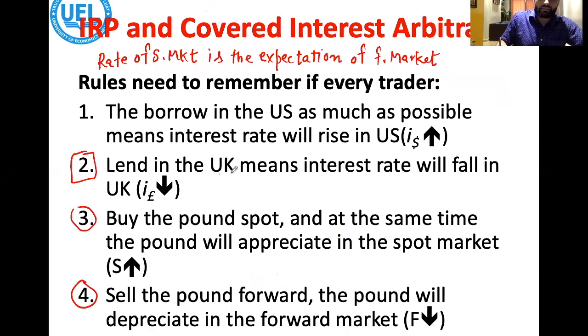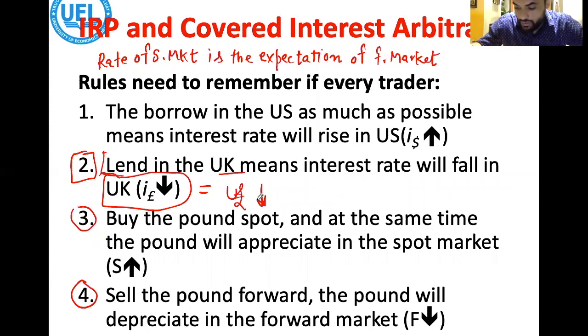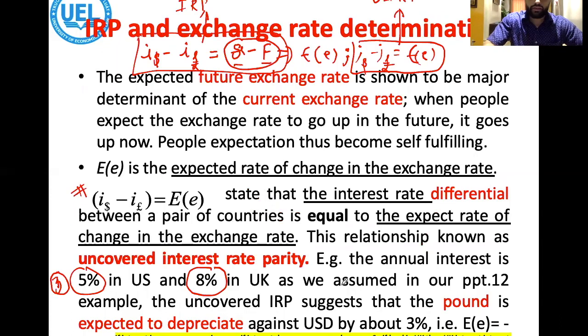We are lending. Interest rate will fall in the UK, all right? Interest rate will fall in the UK because the supply of lending will increase, the supply of money will increase. When the supply of money increases, the government will bring down the interest rates if this situation keeps going on. As a result, the UK pound will depreciate. Why depreciate? Supply increases, the value of money will decrease.